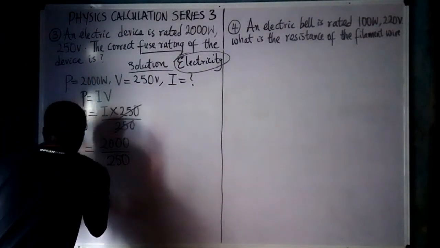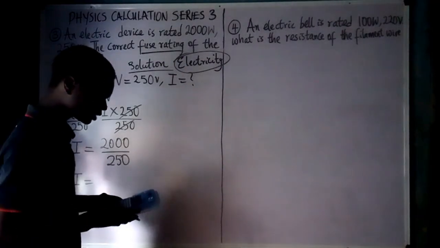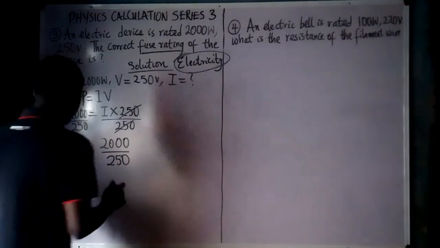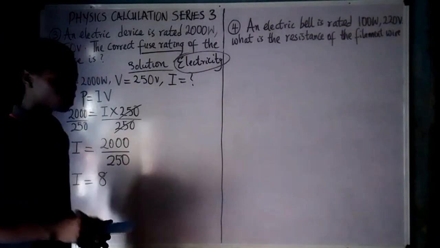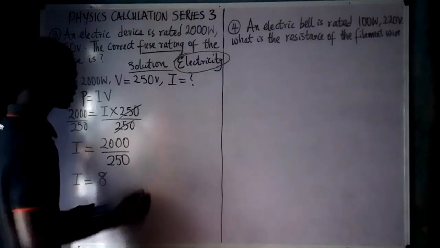We now say I is equal to 2000 divided by 250. We can get that directly from our calculator. That gives us exactly 8. So we say 8. And do we stop here? No. We have to add the unit for current. The unit for current is ampere.